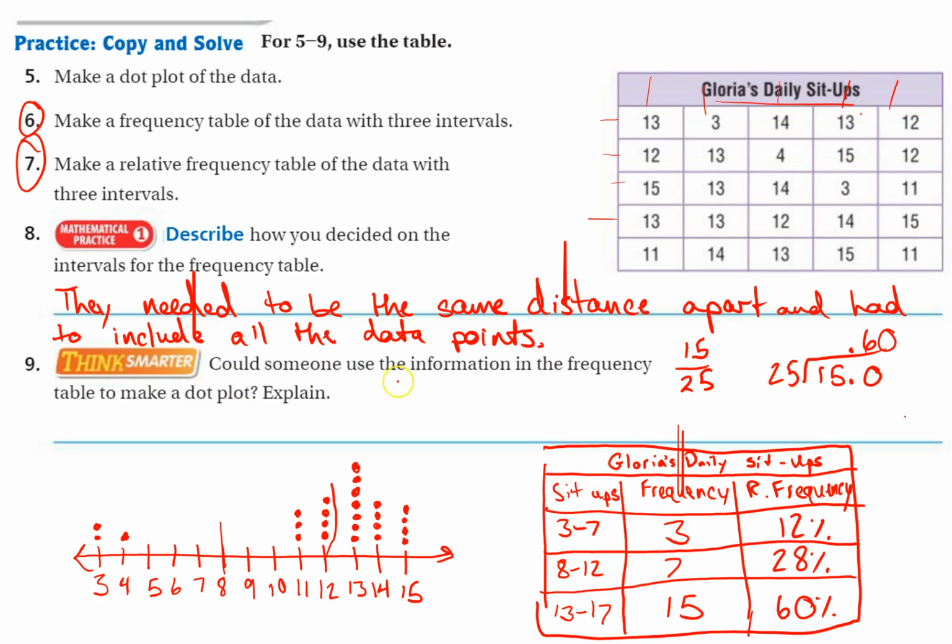Okay, think smarter. Could someone use the information in the frequency table to make a dot plot? Explain. No, because they don't know the 3 times that it landed between 3 and 7, they don't know if it landed on 7 all 3 times, if it landed on 3, 4, and then 5. So you could not make a dot plot with just a frequency table.